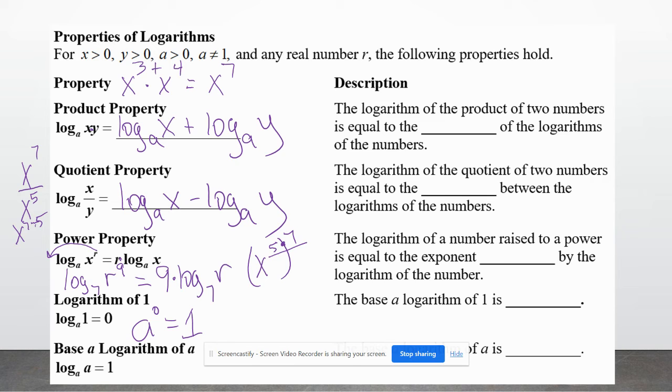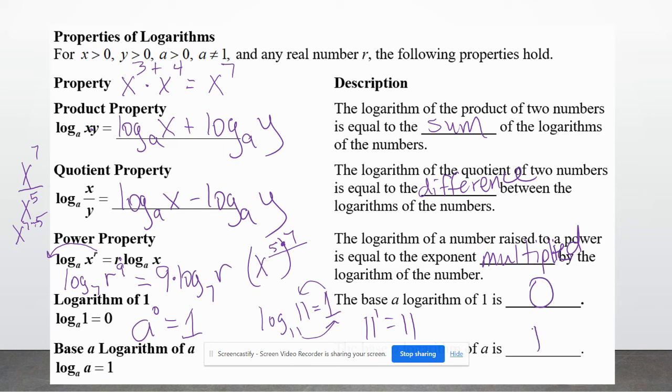And then if we have a log with the same base as the number, so log base 11 of 11, that's always going to be equal to 1, because remember, when we rewrite that in exponential form, 11 to the first is equal to 11. So we have the sum of the logarithms, the difference of the logarithms, multiplied, and then 0 and 1.